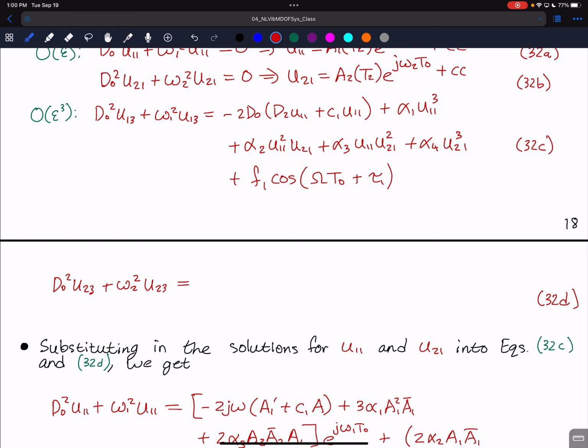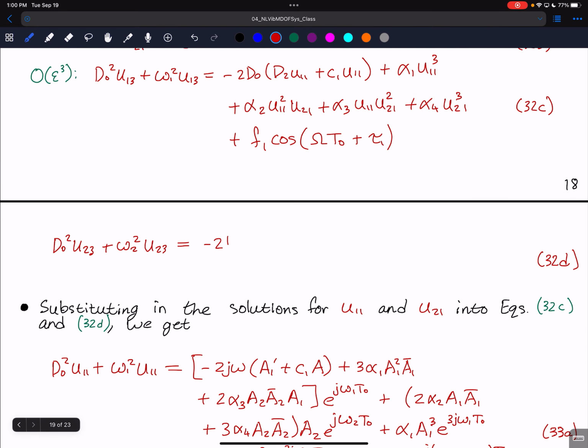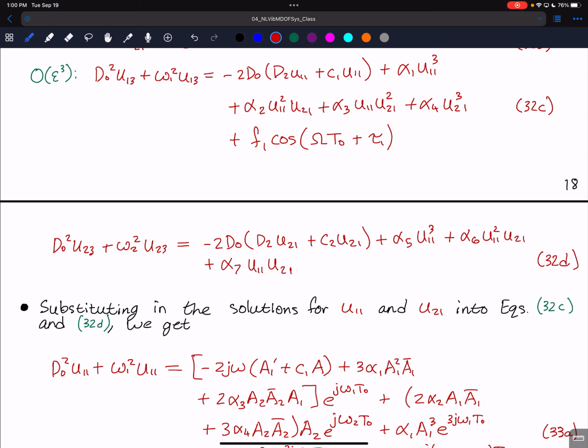For our second equation, we're going to end up with minus 2 D0 times D2 U21 plus C2 U21 plus alpha 5 U11 cubed plus alpha 6 U11 squared times U21 plus alpha 7 U11 times U21 squared plus alpha 8 times U21 cubed plus lowercase f2 times the cosine of capital omega T0 plus tau 2.